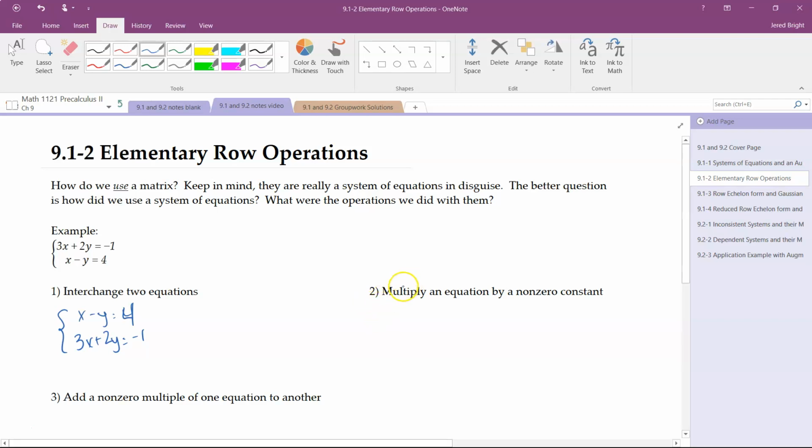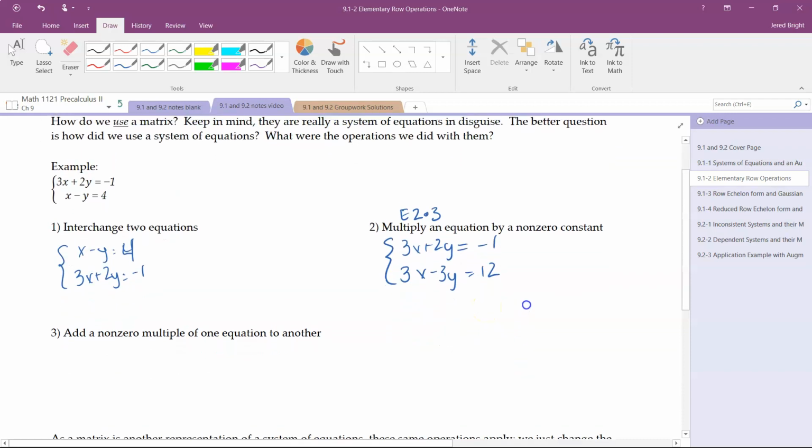So I could say, take equation 2 and multiply it by 3. If I do that, I get the system 3x plus 2y is equal to minus 1. I haven't changed the first one, but then I would have 3x minus 3y is equal to 12. Effectively I have the same system, because I can take that same equation and divide both sides by 3, and it's the same thing. So this is also a valid operation on a system of equations.